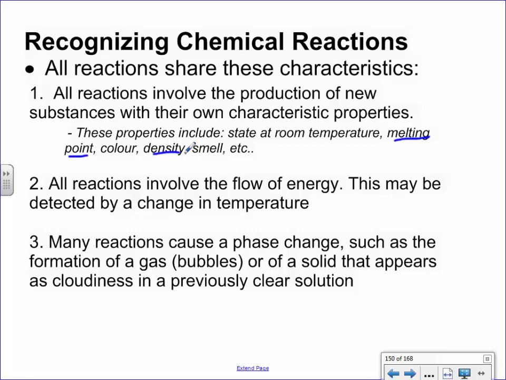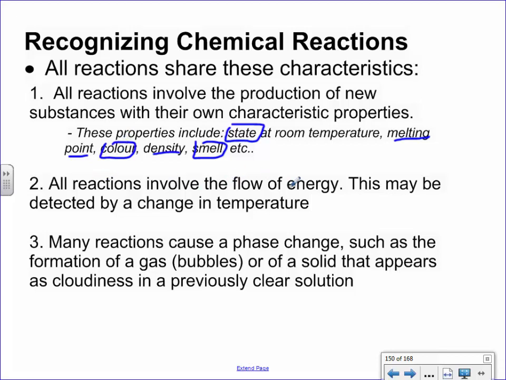Yesterday in our lab, though, I just didn't bother to take the time to record density before and afterwards, or to record melting point before and afterwards. So in our lab, we mostly focused on state of matter, whether there was a smell, whether there was a color. But those are the main things we consider. So there's one. Second thing you need to consider.